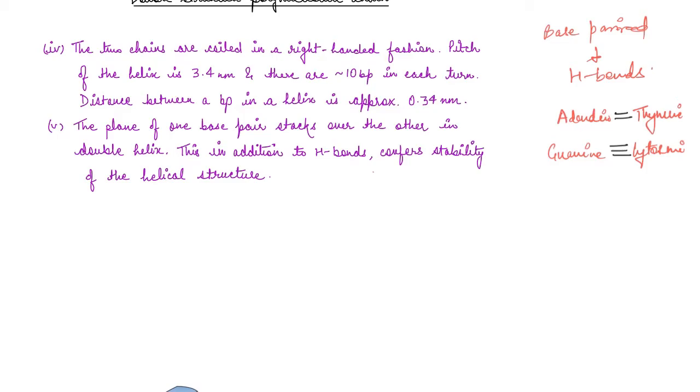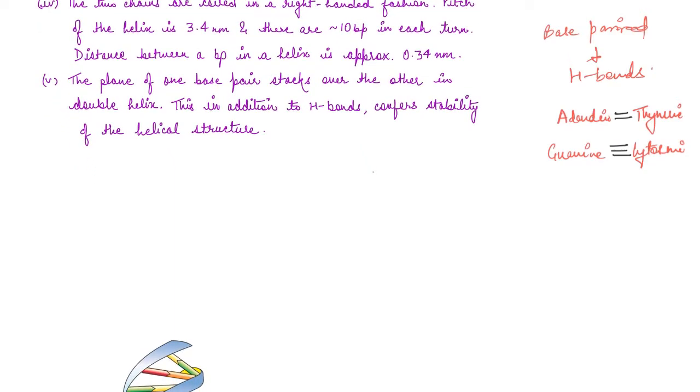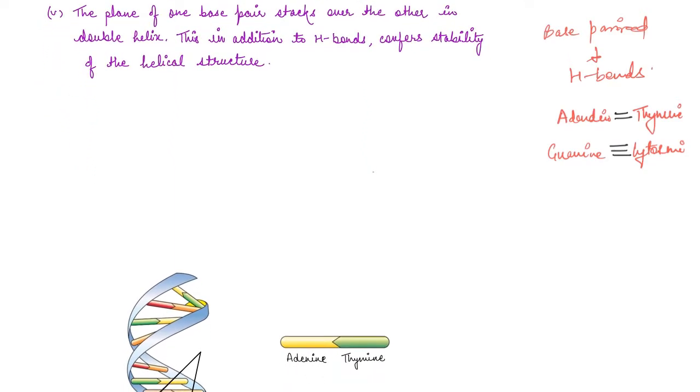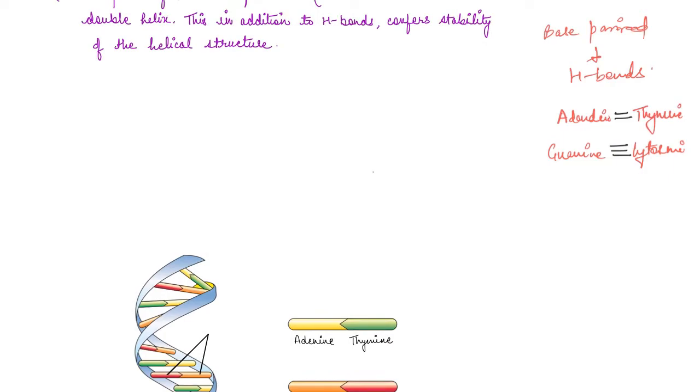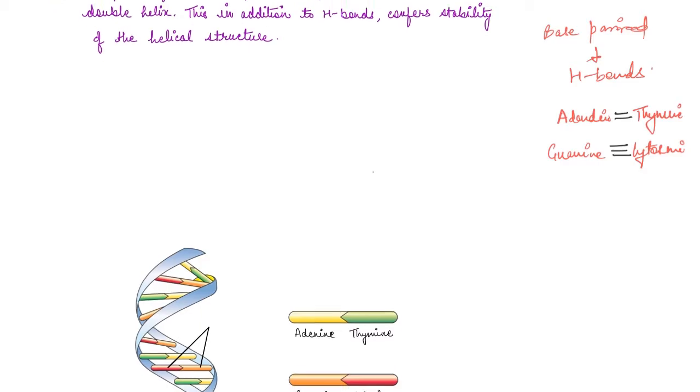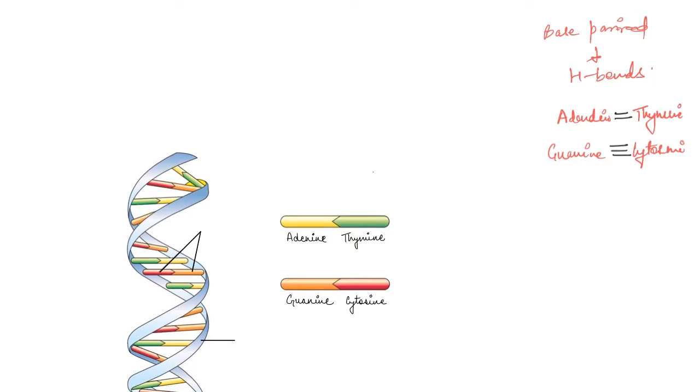Now the next one is that the plane of one base pair stacks over the other, right? In a double helix. This, in addition to hydrogen bonds, confers stability of the helical structure. So basically, what it means is that one base pair stacks over the other, and this stacking and the hydrogen bonds present between the base pairs give the helical structure stability.